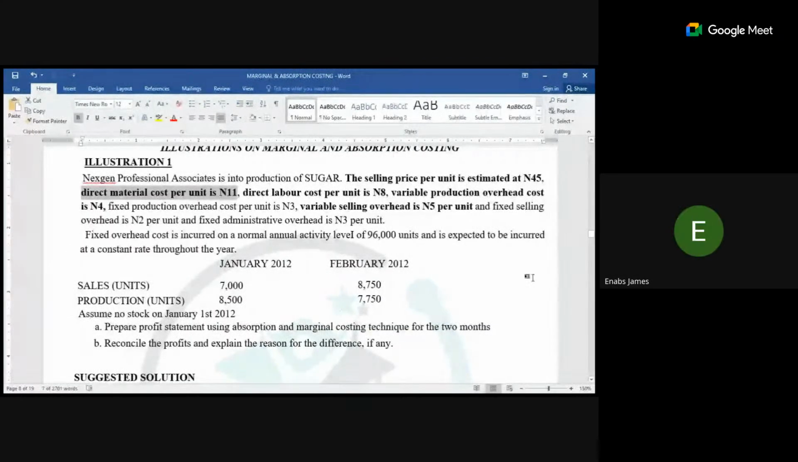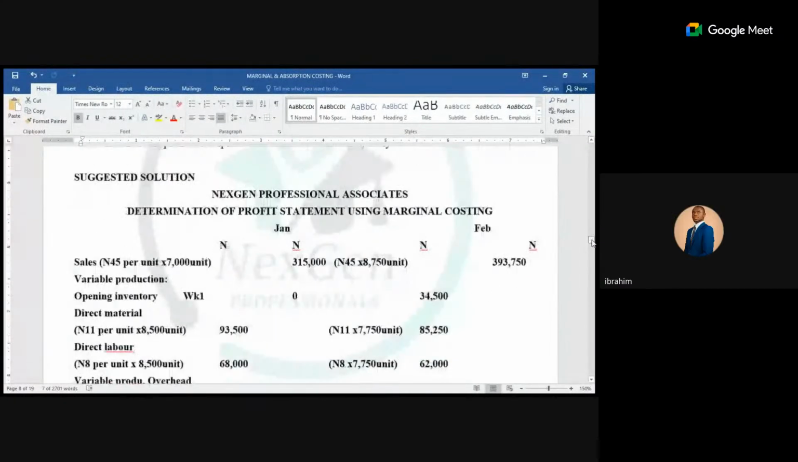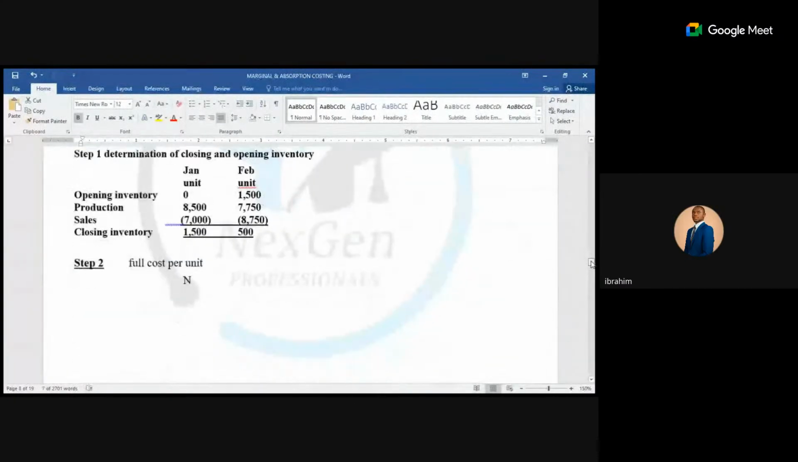Direct material. So you just give me the figure, right? Let's say we have direct material. What is the figure? 11 naira per unit. So next? Direct labor. 8 naira per unit. What do we have again?